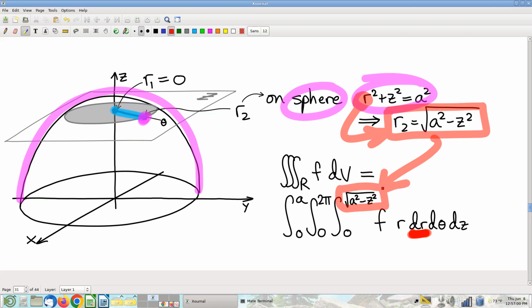Everybody follow that? Notice how I'm being very methodical as I do this. You've got to follow this methodical procedure.